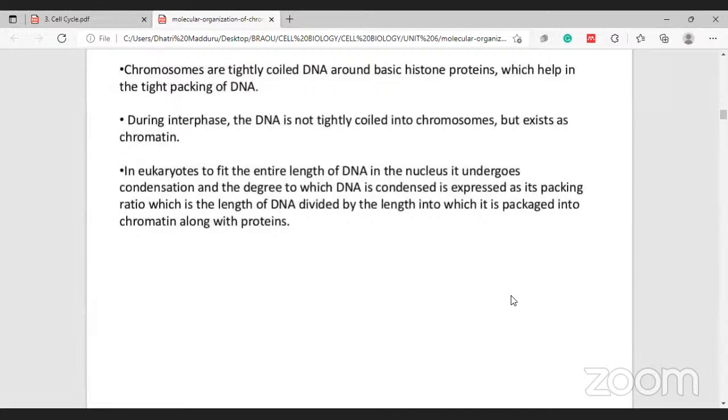These chromosomes are tightly coiled around basic histone proteins. During interphase, DNA is not tightly coiled. It simply distributes in the cytoplasm, but it exists as chromatin. Chromatin is nothing but DNA and proteins. So both DNA and proteins are present, but they are not packed.